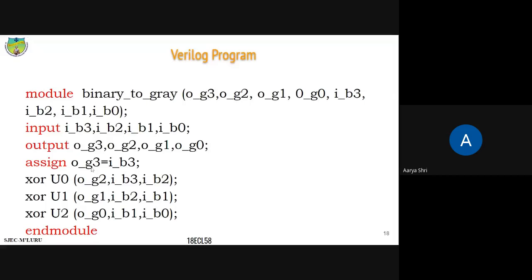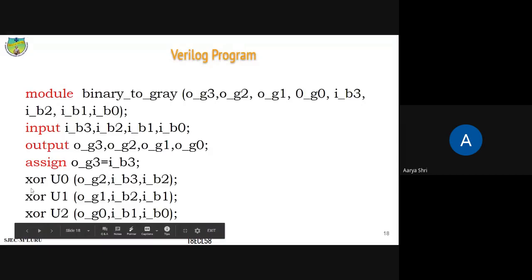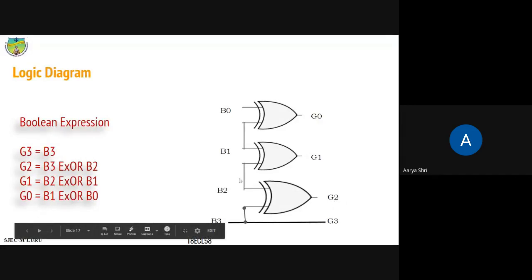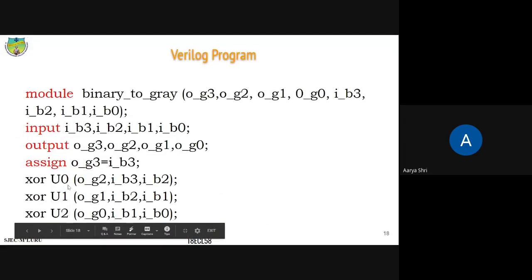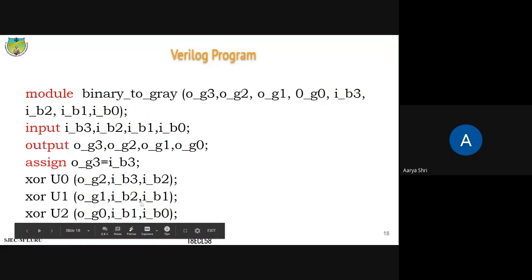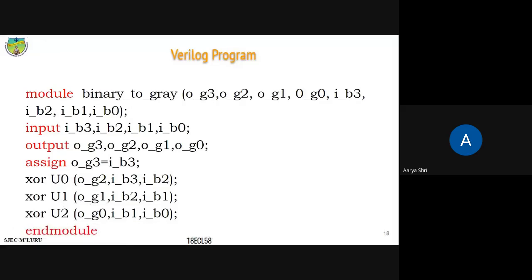Then you have an inbuilt module, that is XOR. The first XOR is to find out G2, and we know that G2 is nothing but the XOR of B2 and B3. So you have here xor U0 (O_G2, I_B3, I_B2). Similarly, for the next XOR gate, the inputs are B2 and B1 and the output is G1. So xor U1 (O_G1, I_B2, I_B1).